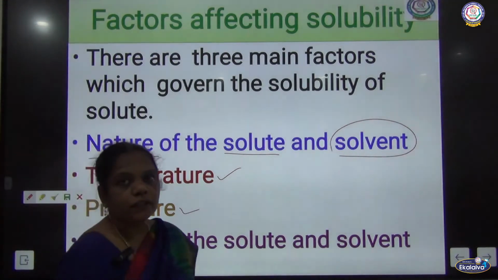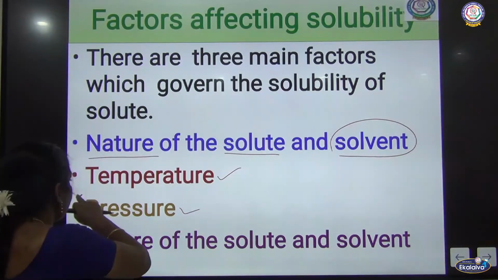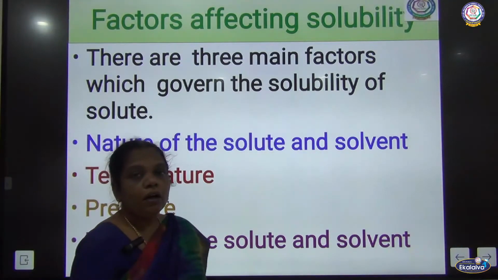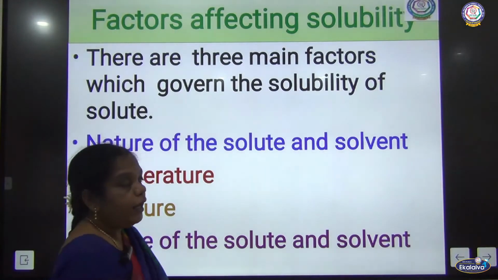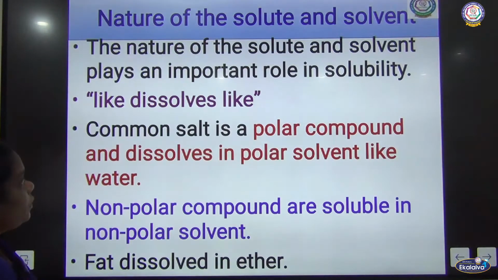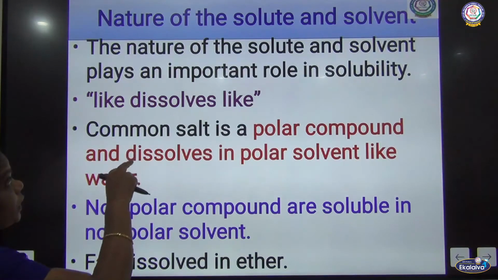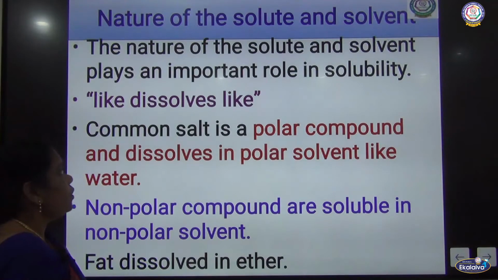Temperature and pressure. So, these are all about the main factors affecting the solubility. Understand. And next we are going to learn about the nature of the solute and the solvent. First factor, nature of the solute and the solvent.